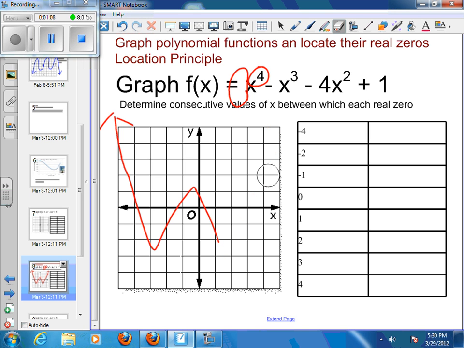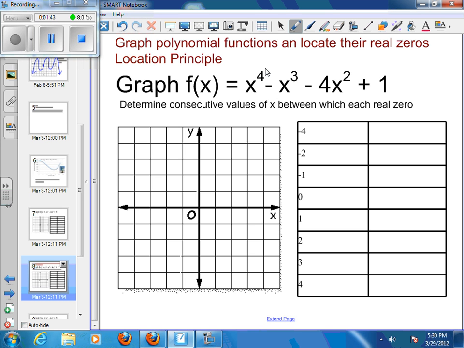So with that in mind, let's erase all that and find out what we really have. It's always good to have a rough idea of where we're headed to know if we've got the right thing going. So again, I started with -4 to 4 and just counted through there. Looks like I skipped -3 for some reason. I'm not sure why, but we'll see as we go through. Our directions say determine consecutive values of x between which each real zero occurs. So we're looking for where exactly we are crossing that x-axis.